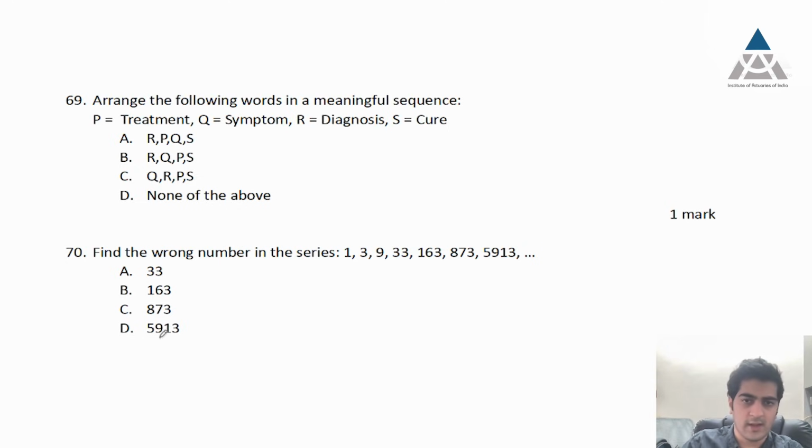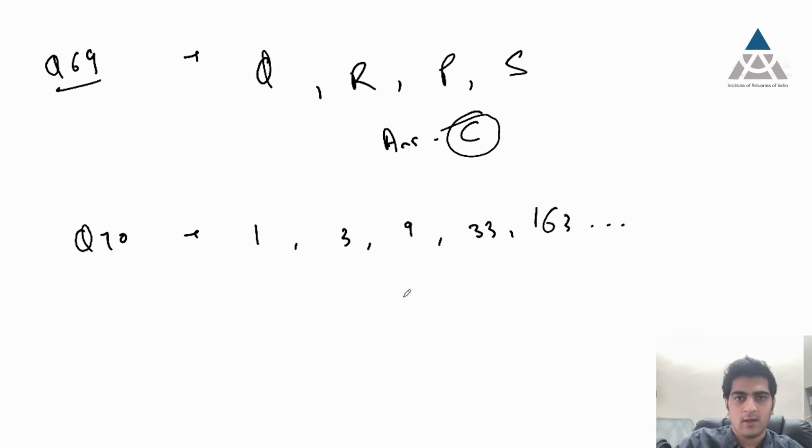So 33, 163, 873, 5913, which means it says one of the last 4 could be wrong, which means the first 3 are definitely right. Okay, so we can try and figure out a sequence between the first 3 or first 4 numbers and then try to extrapolate it. As I said, for sequence, the first thing you should always do is try and look at differences. So what are the differences?